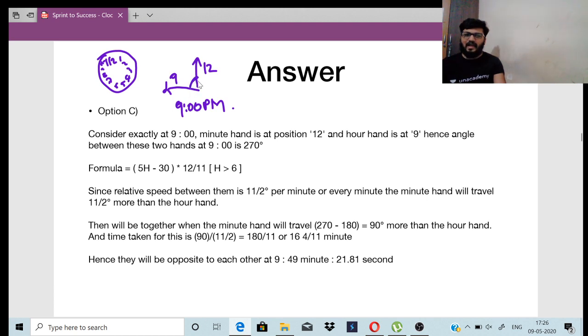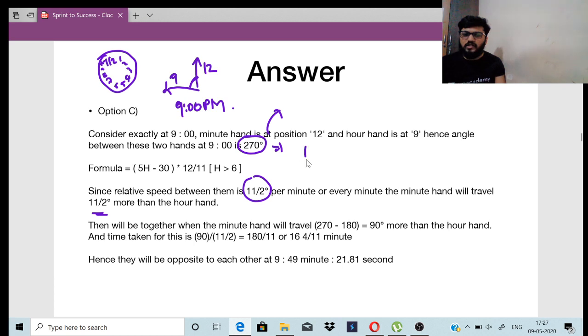So what will be the angle between them? The minute hand is at 12, the hour hand is at 9. The angle between them is 270 degrees. Since the relative speed between them is 11 by 2 per minute, every minute the minute hand will travel 11 by 2 more than the hour hand. How did we get 270 degrees? The first formula we used, the formula I told you, 11 by 2 m minus 30 h. Use that formula, you'll get 270 degrees.